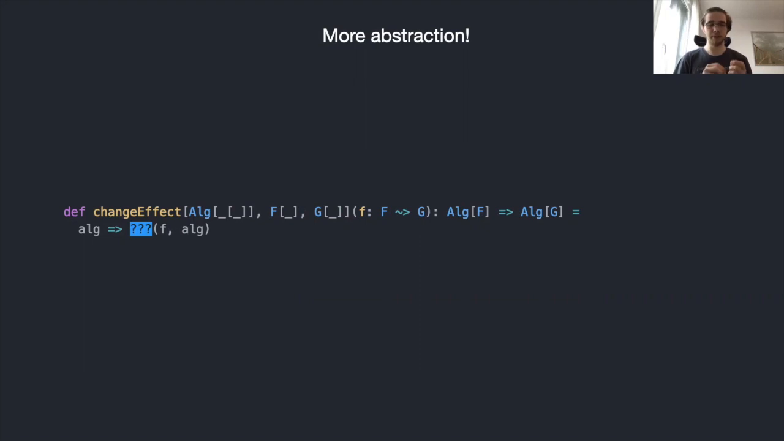So now we removed sender from the signature and we replaced it with a higher-kinded type alg that will represent some sort of algebra. And we will be going from an alg of f to an alg of g using a squiggly arrow from f to g. But we are not able to do that. We know nothing about the structure of alg, and we are not able to call any method on it. And what is more, we know nothing about how to create an instance of it. So are we doomed? Is this where we have to stop abstracting? Well, I don't think so.